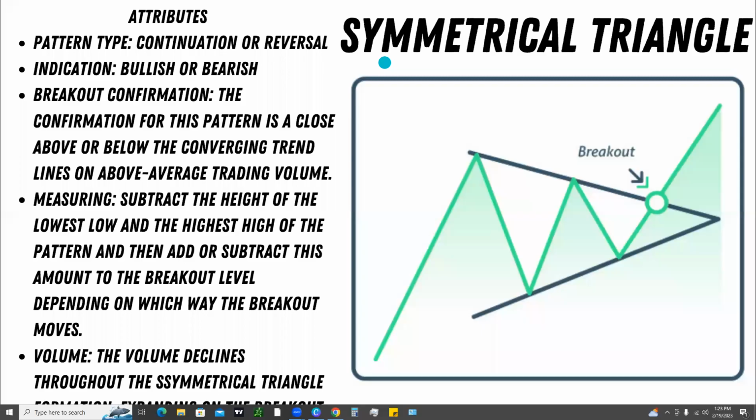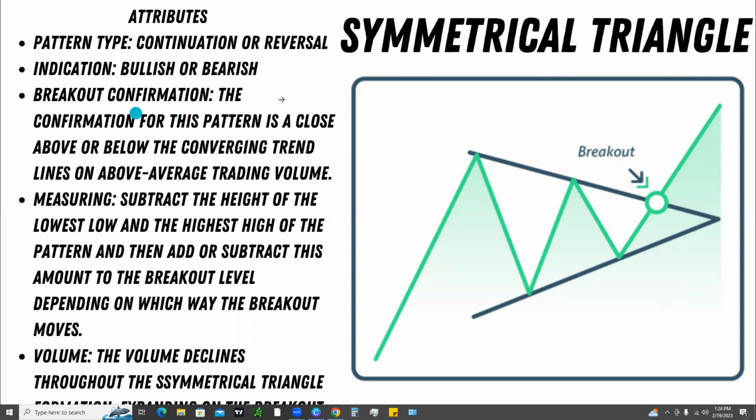Starting off with our first pattern, the symmetrical triangle. Some of the attributes: this is either a continuation pattern or a reversal, and the reason is because it's symmetrical. You could get a breakout to the upside and you could get a breakout to the downside. The indication is bullish or bearish, depending on the breakout.